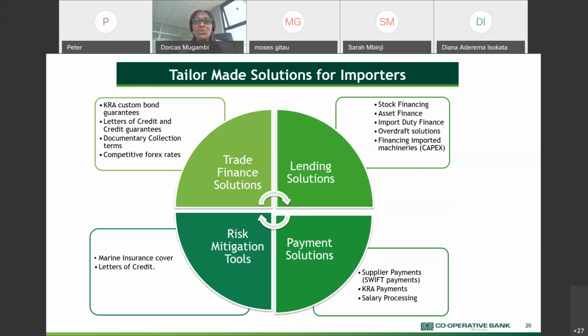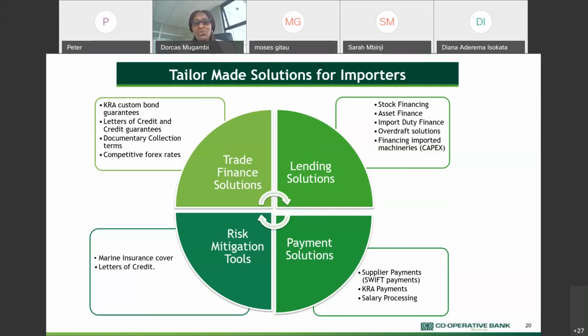We want to facilitate you to be able to bring in that consignment from whichever part of the globe. It could be China, it could be UK, it could be South Africa. We have solutions that will facilitate you to do that. The other area that we facilitate is people who are already doing exports. People want to export to Tanzania, people want to export to Rwanda, people want to export to China, people want to export their fresh produce or even flowers to the Netherlands. Again, we come in there as a bank.